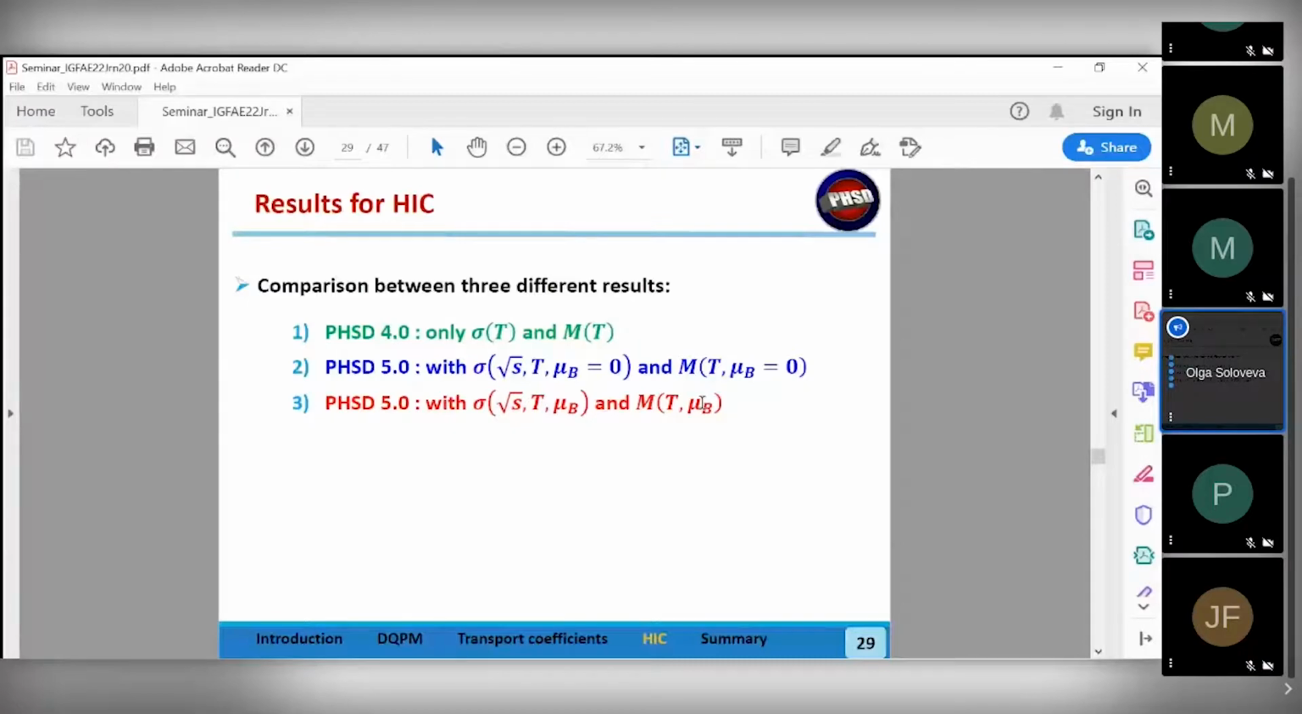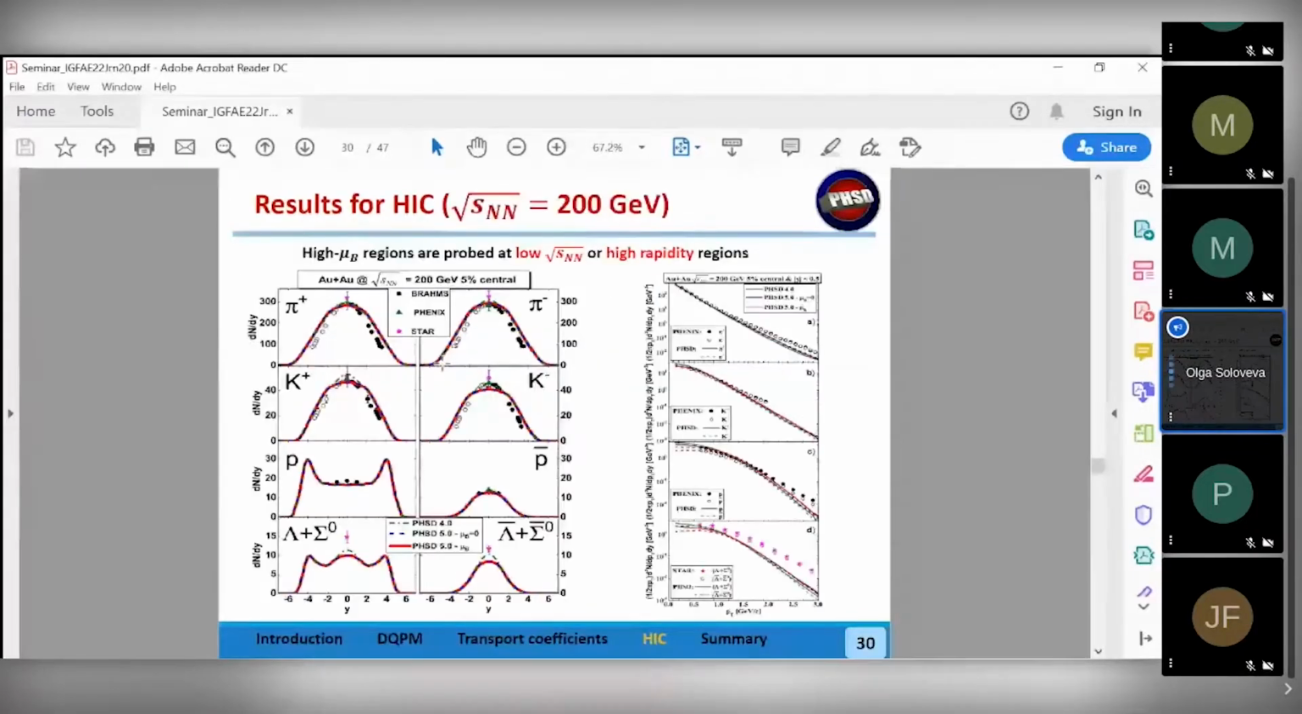So here I show you the results for gold-gold collision at energy 200 GeV. And here is a rapidity distribution in comparison with the experimental data. What you can see here is that all three lines are very close to each other, and only the angular dependence can be seen at the mid-rapidity region.